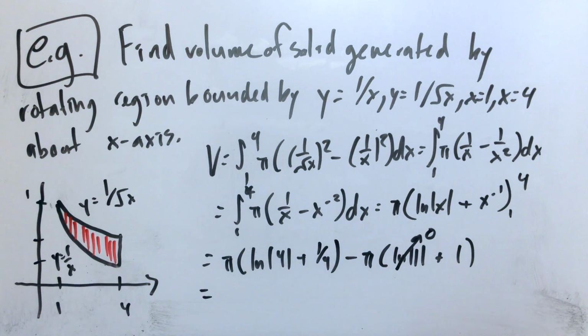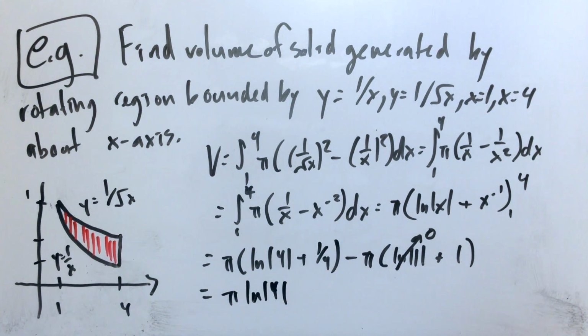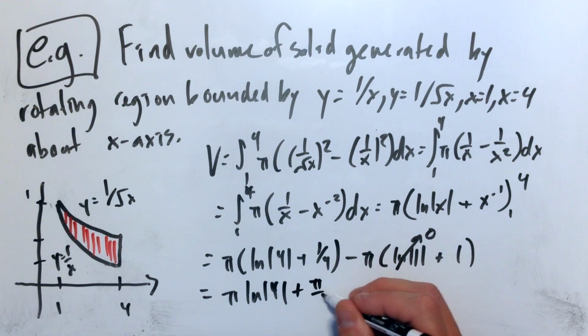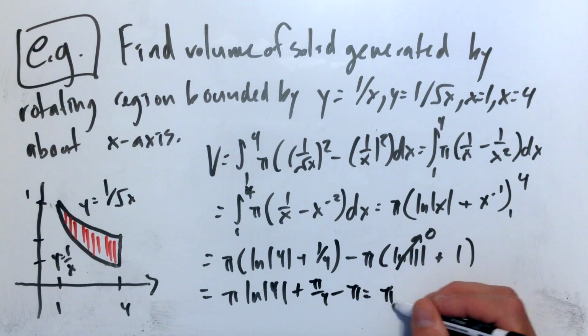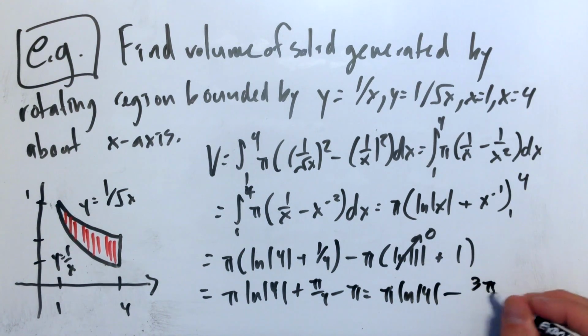We get pi times the natural logarithm of 4 plus pi over 4 minus pi, which is pi times the natural logarithm of 4 minus 3 pi over 4. Now it's probably worth it to make sure that this is actually giving us a positive answer, because this is supposed to be a volume.